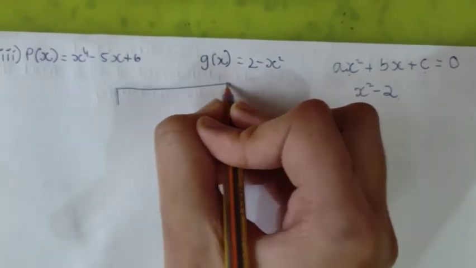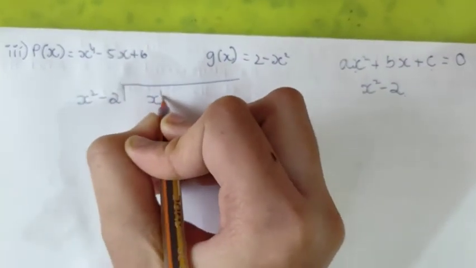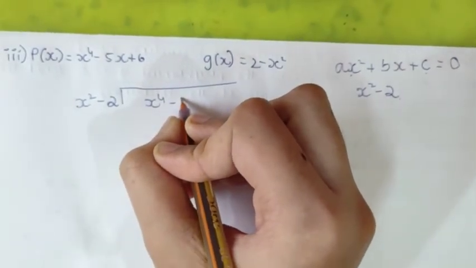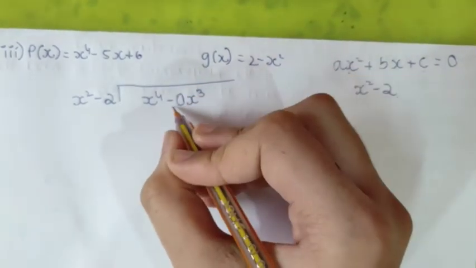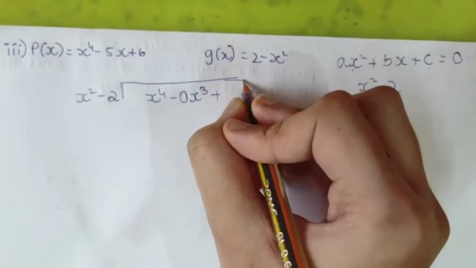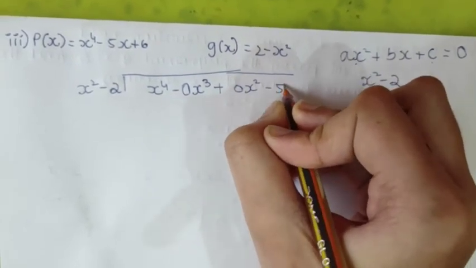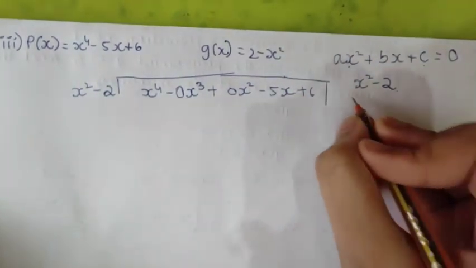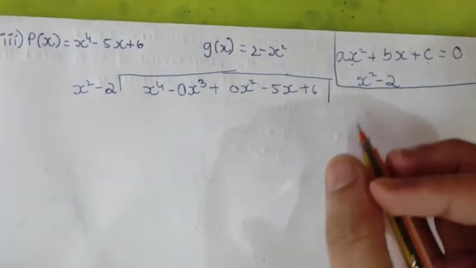So here g(x) is x square minus 2, and p(x) is x^4 minus, so here you can see that we don't have the x cube term, so here minus 0x cube, and here we don't have x square also, so 0x square minus 5x plus 6. Okay, so this is our p(x). So now let's divide.